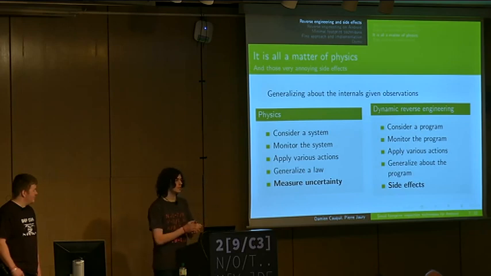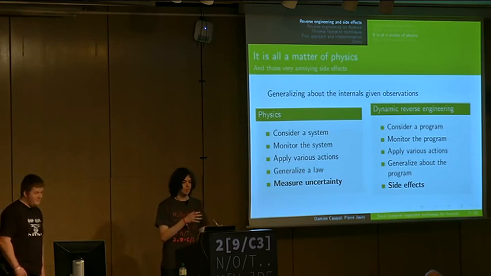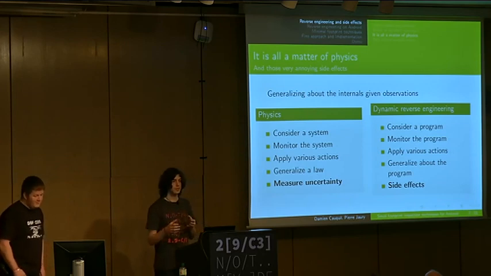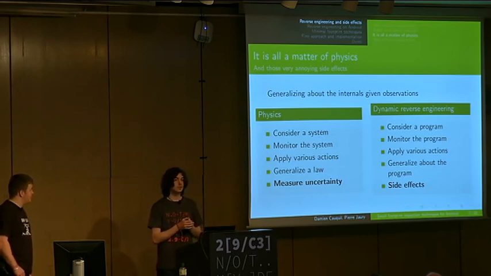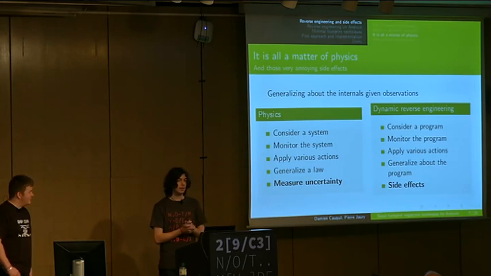Those two fields are very similar, and they are also similar in a way that both physicists and reverse engineers encounter the same difficulties. Physicists like to picture one of the difficulties they face as measure uncertainty. As much as you can observe a system, the deeper you observe it, the more you modify its behavior, and the more what you generalize is biased.